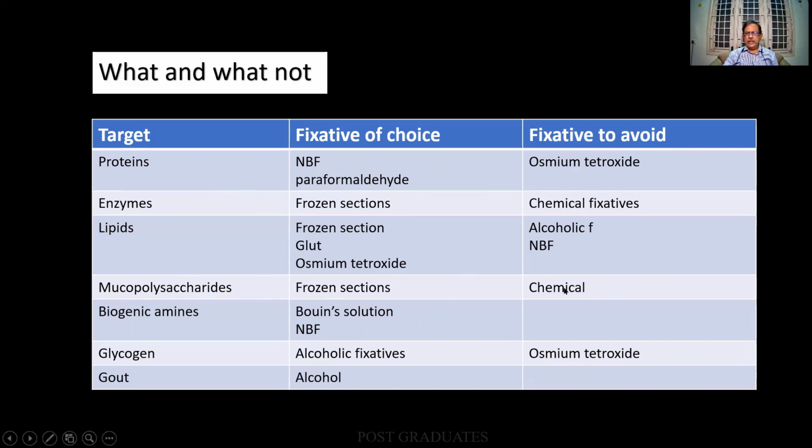Mucopolysaccharides, again, chemicals are avoided, frozen sections are preserved. And this one we will have to do. Glycogen, osmium tetroxide is avoided, alcohol is preferred. So this again, you people will have to go through. In fact, each one of the tabular columns and the flow diagrams that are given, you people shall sit and read.